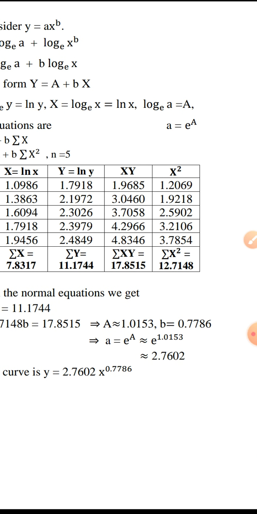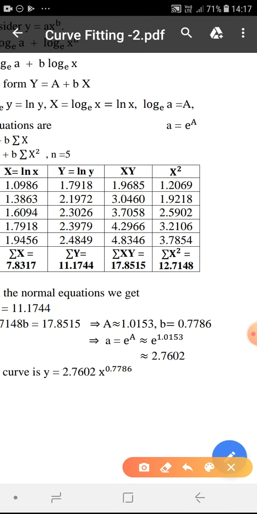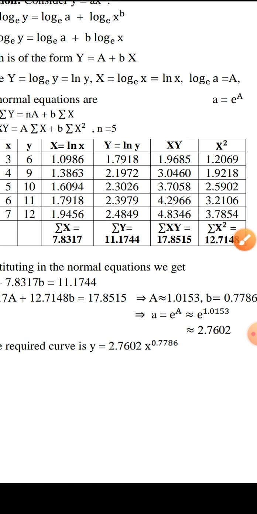You get the first unknown, which is capital letter A, as equal to 1.0153, which means small letter a will be e power capital letter A, or 2.7602. From the normal equation, you get the second unknown as b equal to 0.7786. So a is 2.7602, b is 0.7786. Then substitute this small letter a and b values, we get y equal to a into x power b, we get the required curve.